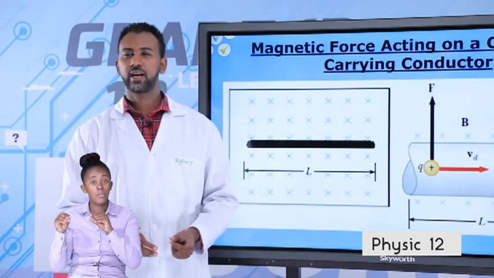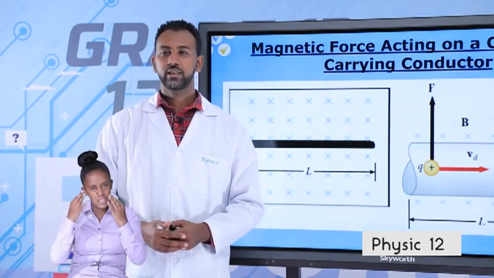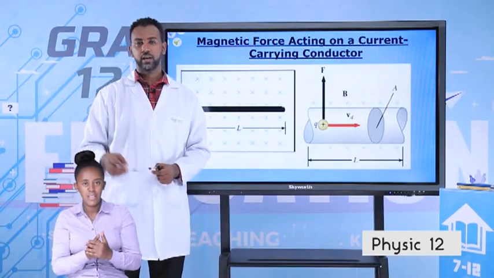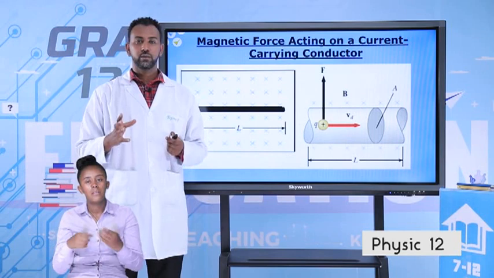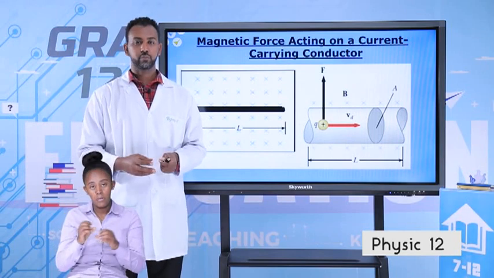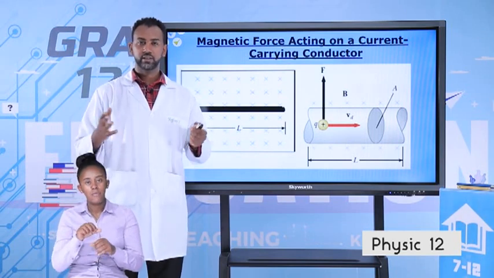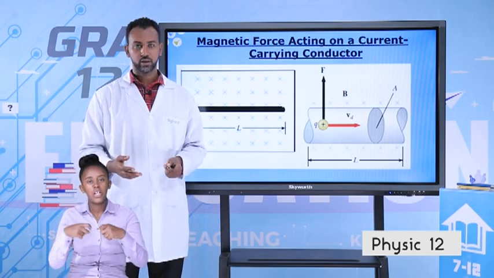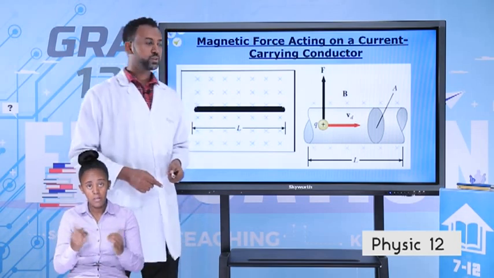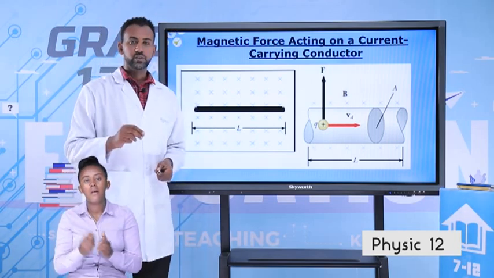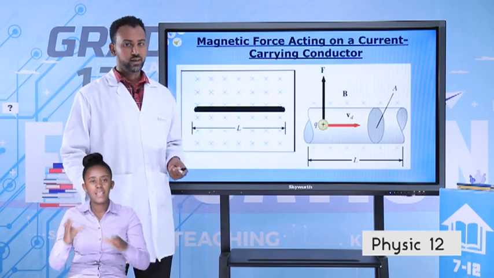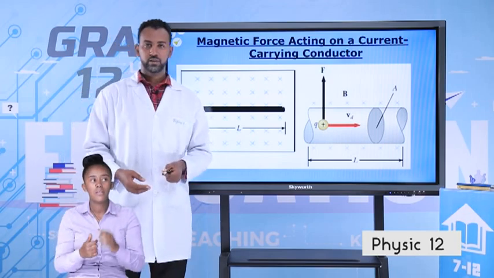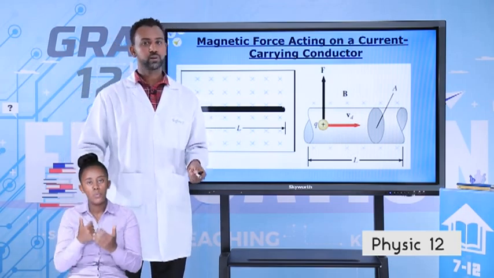Students, now let's try to determine the force exerted on current carrying conductors. So far, we have been looking at the movement of charged particles in a uniform field, the force exerted on a single charged body, and so on. But now, let's look at the magnetic force exerted on a current carrying conductor. By the way, this is the concept which gave rise to the electric motor.